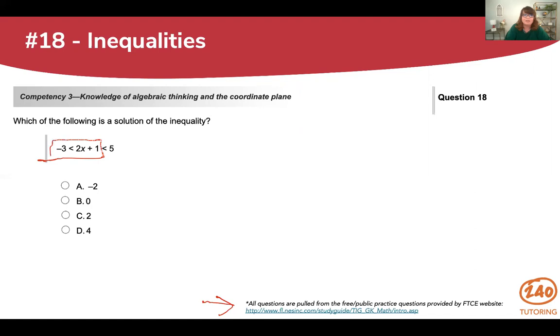I'm going to take this as two separate inequalities. And then I'm going to look at this part right here. So I'm actually going to look at this as two separate inequalities. Now, I'm going to start with that -3 is less than 2x plus 1.